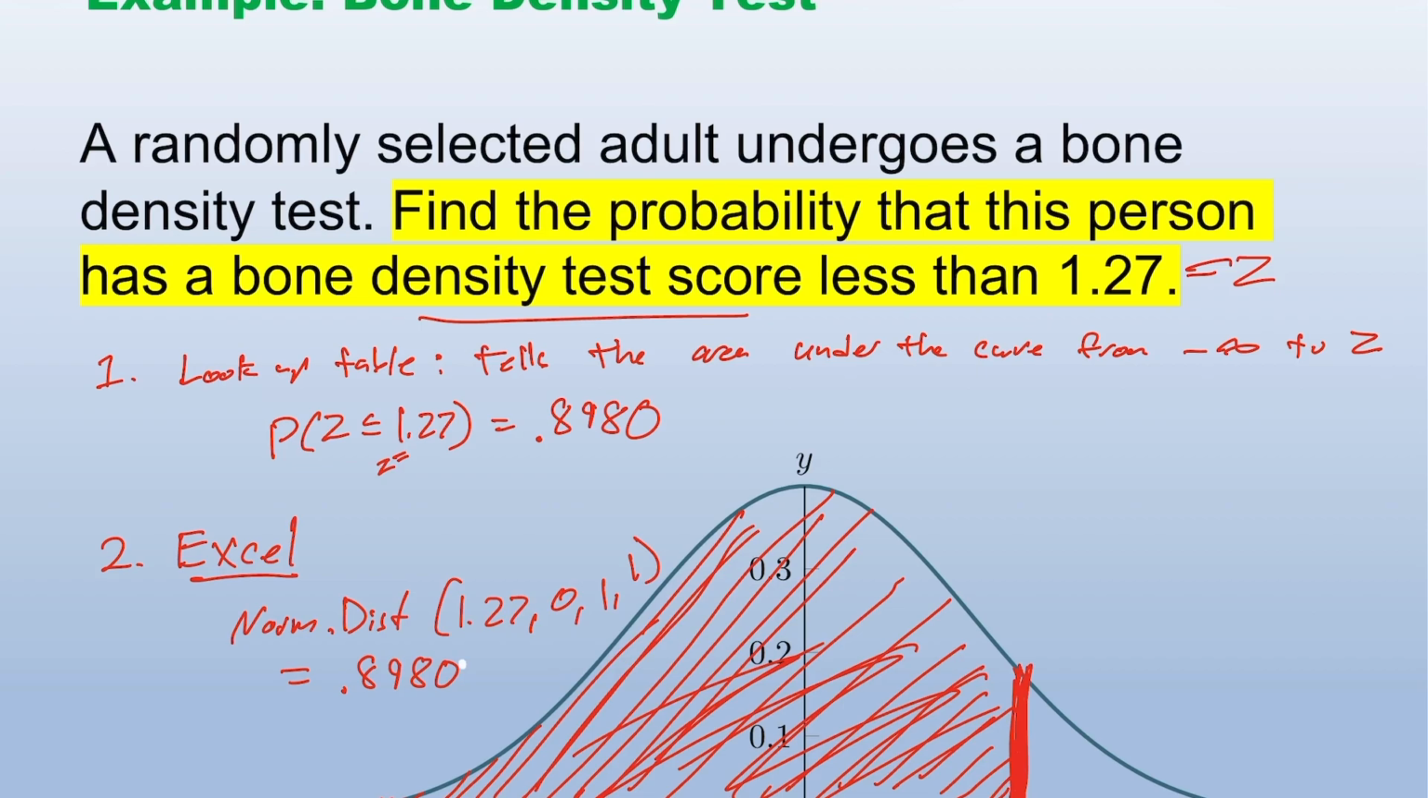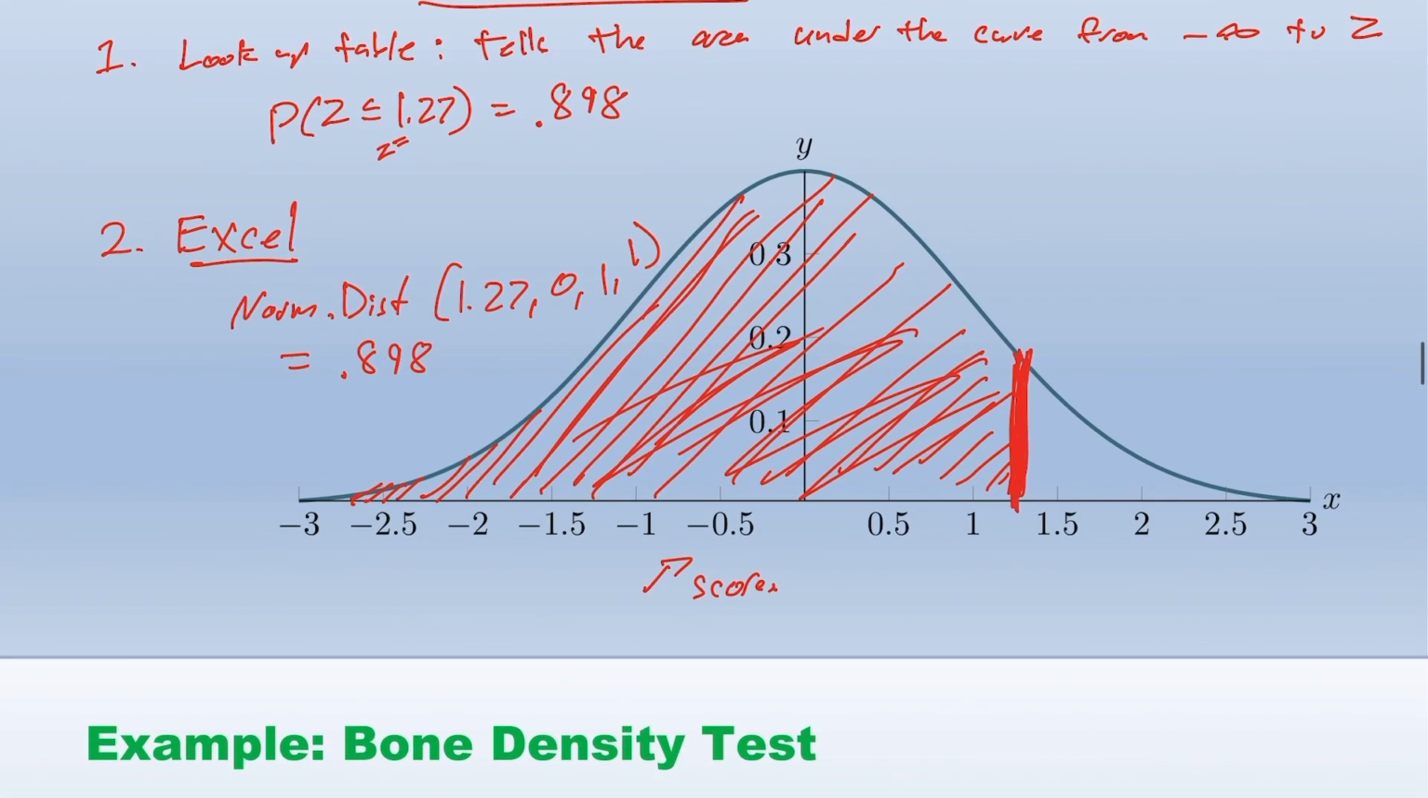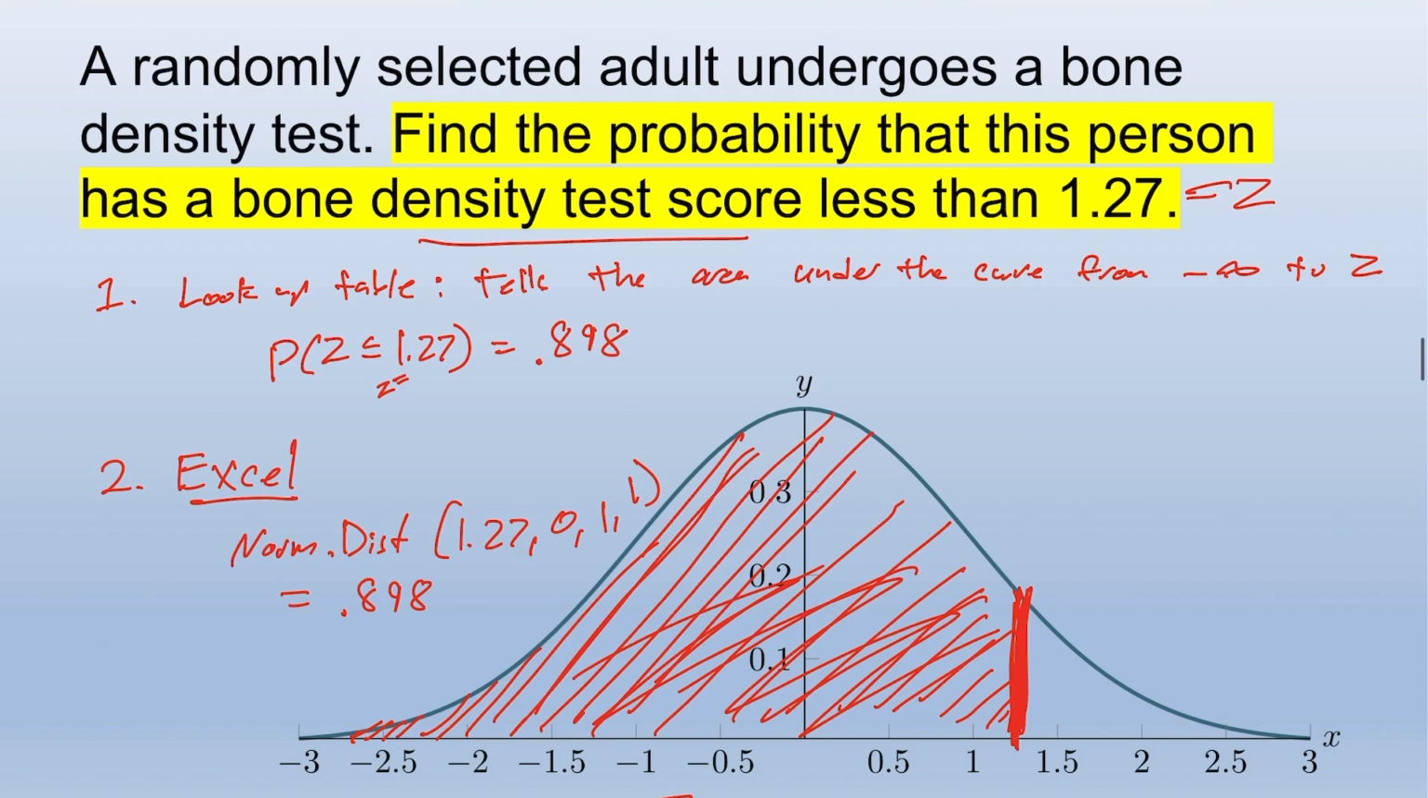Really, I'd like to just round it to 3 decimal places. 3 significant figures, I should say. Okay, and that's how we did it. We talked about using the lookup table, and we talked about using Excel.